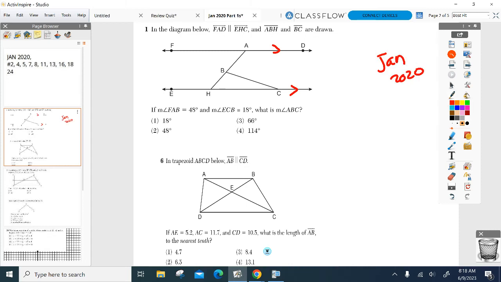You guys can fill in here. Number one, the angle measures: FAB is 48, ECB is 18. How about angle ABC?